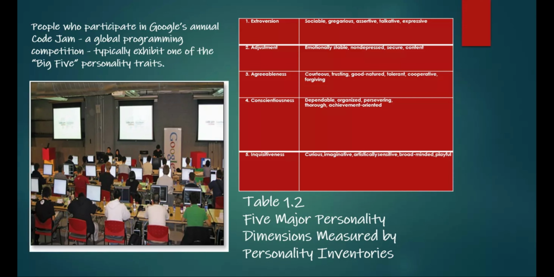Number 1, extroversion, which means sociable, gregarious, assertive, talkative, or expressive. Number 2, adjustment, which is typically defined as emotionally stable, non-depressed, secure, or content. Number 3, agreeableness, which means courteous, trusting, good-natured, tolerant, cooperative, or forgiving. Number 4, conscientiousness, usually defined as dependable, organized, persevering, thorough, achievement-oriented. And lastly, inquisitiveness, which means curious, imaginative, artistically sensitive, broad-minded, or playful.